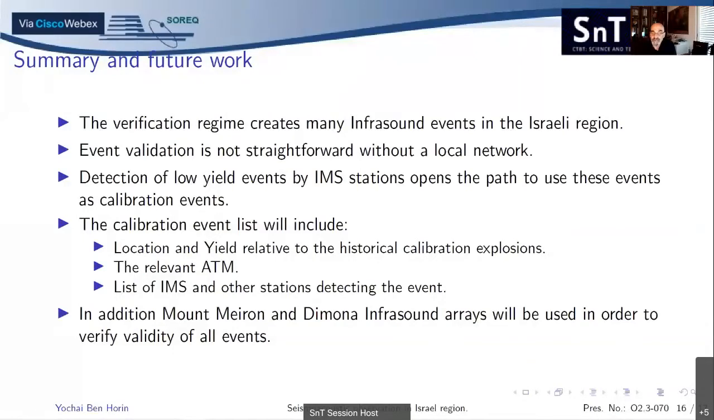What we are happy to see is that those low yield events are being detected by IMS stations, and it may open for us the opportunity to create a calibration set, and we will be giving the location and yield relative to the historical calibration explosion, the relevant AMT, and the list of IMS stations. We hope to do this for all the events, to try to find them in Mount Meron infrasound and the non-infrasound arrays in order to try to validate them.